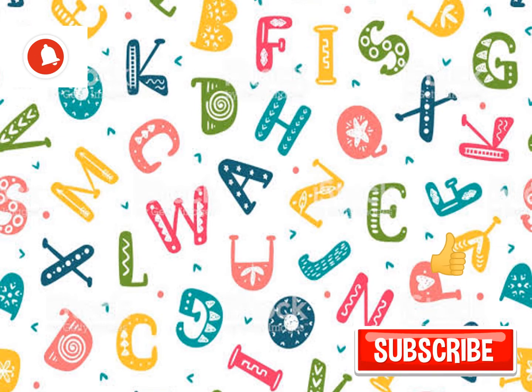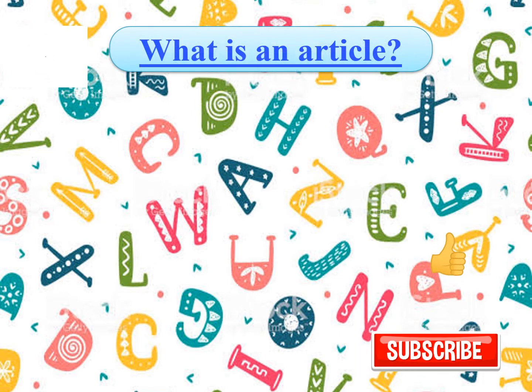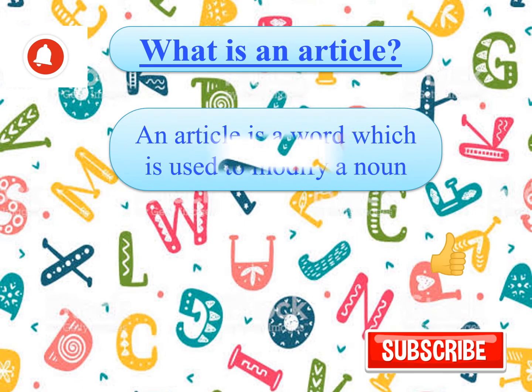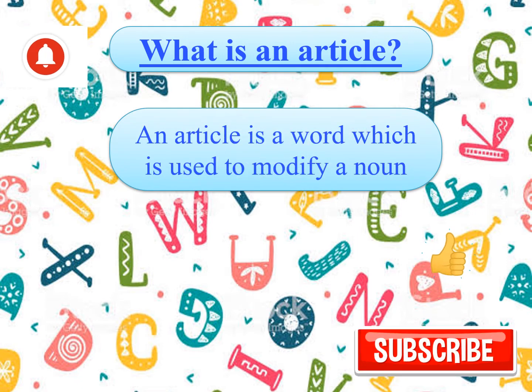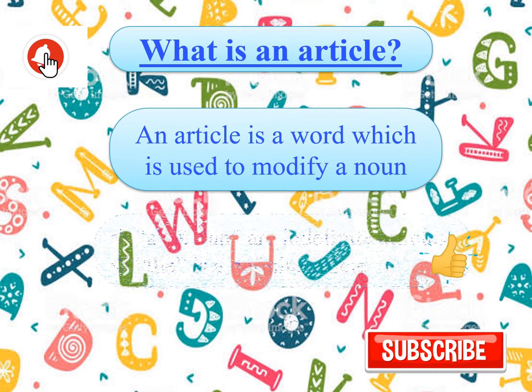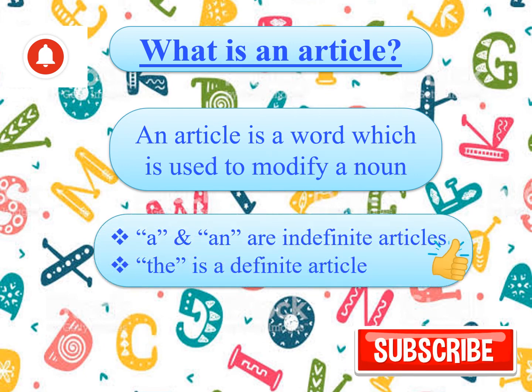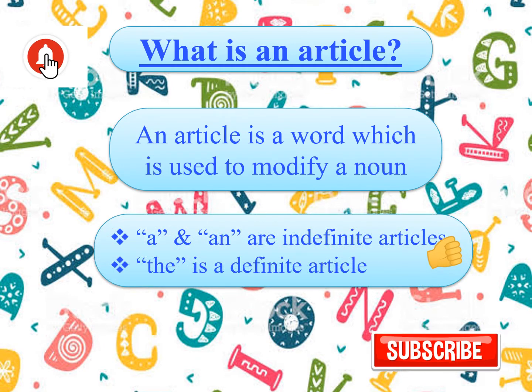What's an article? An article is a word which is used to modify a noun. A, an, and the are called articles. A and an are indefinite articles. The is a definite article.